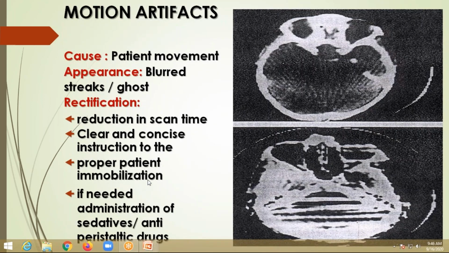proper patient immobilization, and any measures to take proper immobilization of the patient, if needed, and administration of some sedative and antiparalytic drugs. We all know. Okay.